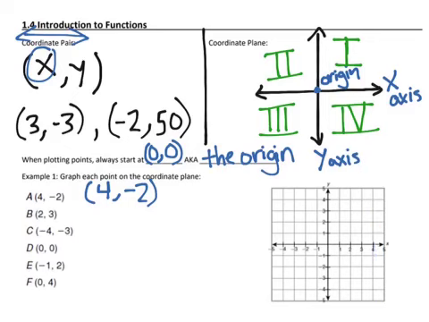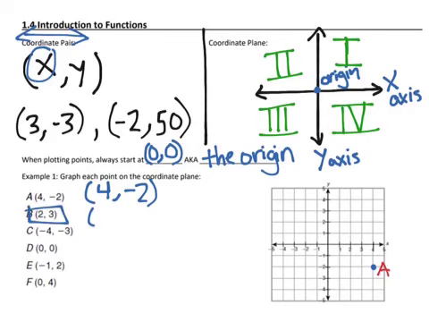We know that our point is going to be somewhere along this line here. And then our y value, this negative 2, tells us how far to go up and down. Now it's negative, so that tells us we're going down 2. So we go right 4 and down 2. That's going to be our point right about there. And we could label that as point A. Could write that next to it.